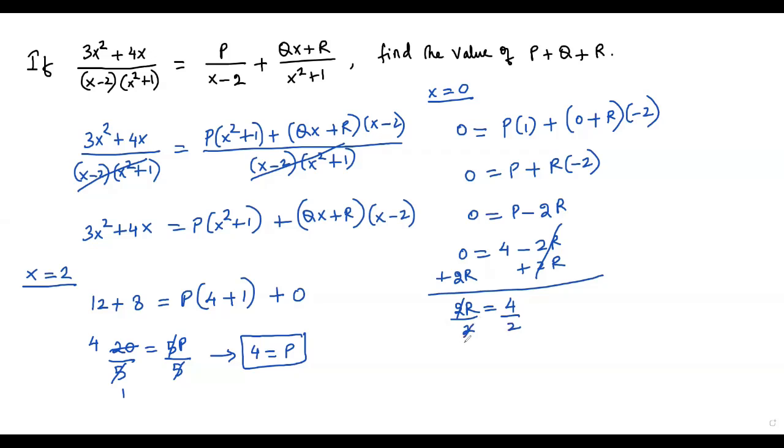When I do so, this 2 will cancel out. And r is equal to, when I divide 4 by 2, I'm getting 2. I got the value of r. So r equals 2.